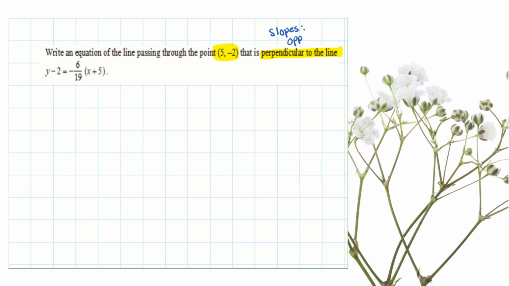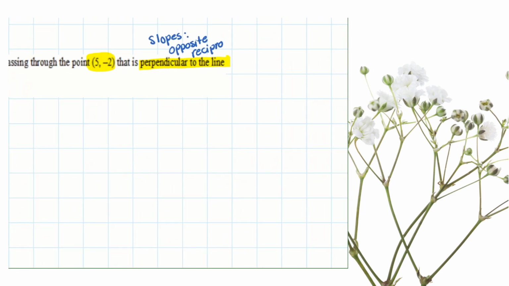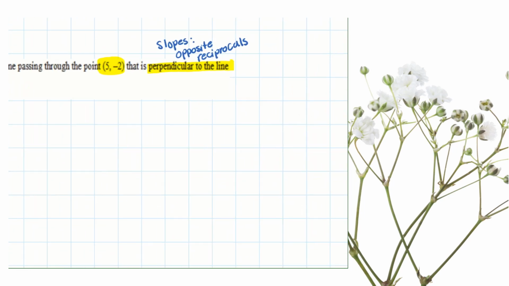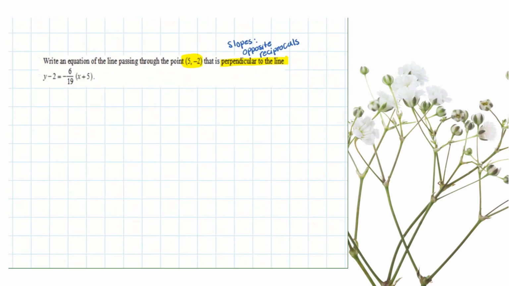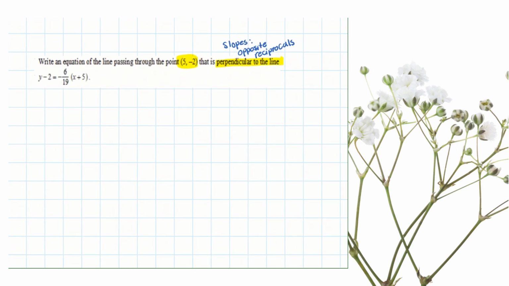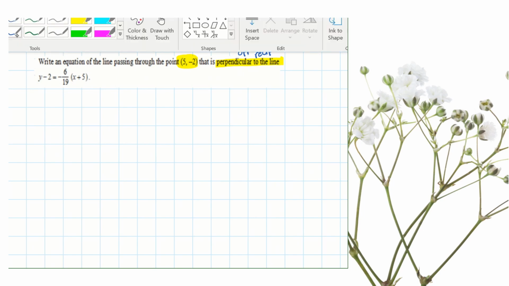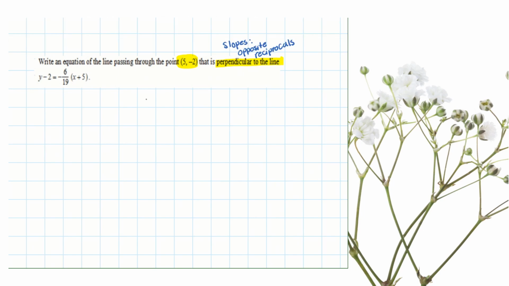We know that their slopes will be opposite reciprocals. So whatever the slope for that equation is will be the opposite reciprocal for the slope of the line that I'm creating. And because we are going to have our slope and we have a point, we're going to be writing our equation in point slope form, which is the general form for point slope form. And then later we're going to be rewriting it in slope intercept form, which is y equals mx plus b.